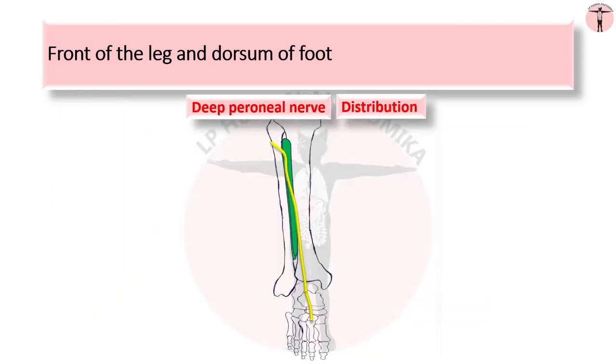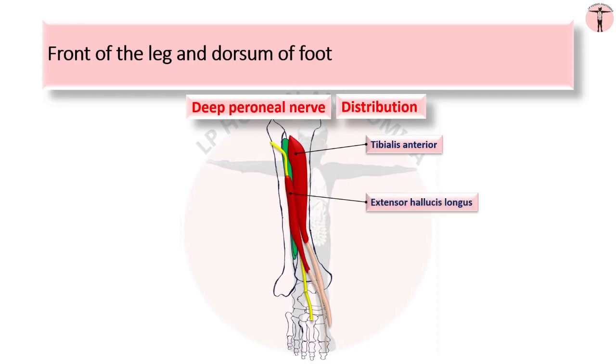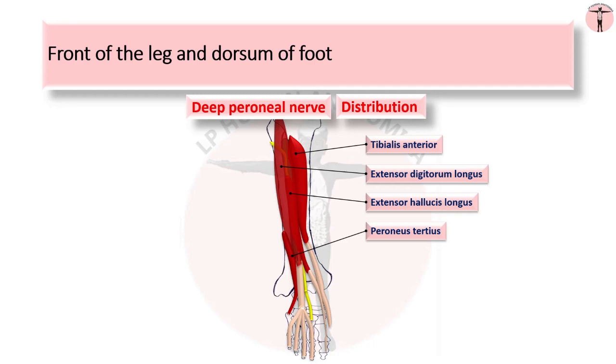The deep peroneal nerve in the leg supplies all the muscles in the anterior compartment: tibialis anterior, extensor hallucis longus, extensor digitorum longus, and fibularis tertius. It gives off an articular branch to the ankle joint. In the dorsal aspect of the foot, it divides into lateral and medial terminal branches.